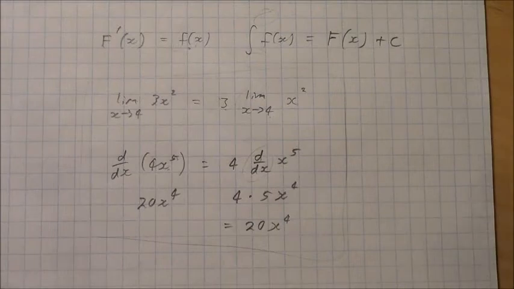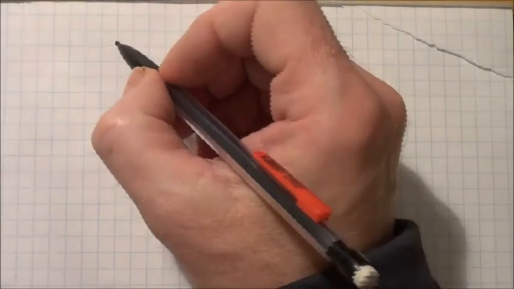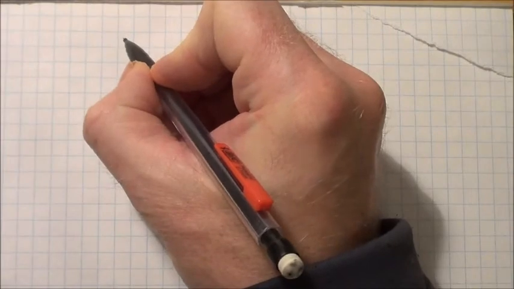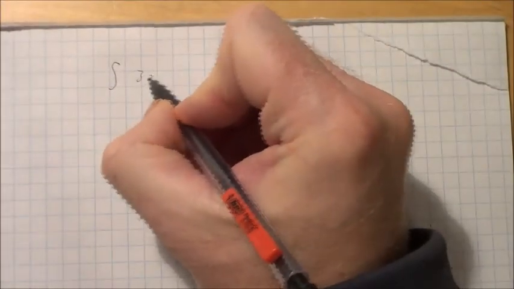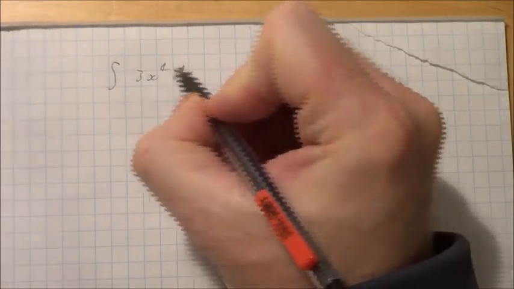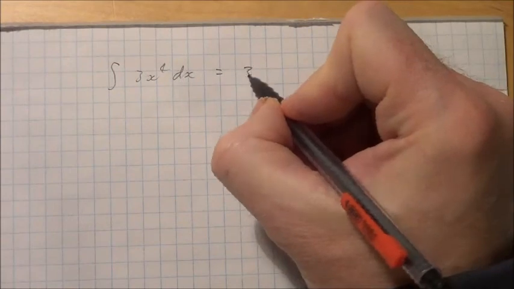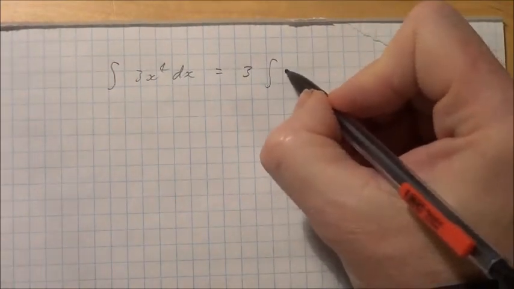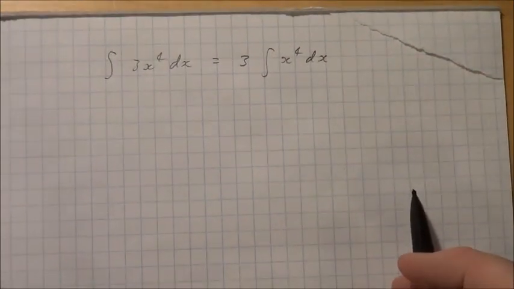So in the cases with limits and taking derivatives, if we have a constant in front, we can just move it in front of that limit or the derivative notation, and it ends up being the same thing anyways. The reason why I bring that up is because when we take the integral, suppose we take the indefinite integral of 3x to the power 4 with respect to x, we can see that it's going to be the same as 3 multiplied by the integral of x to the power 4 with respect to x.